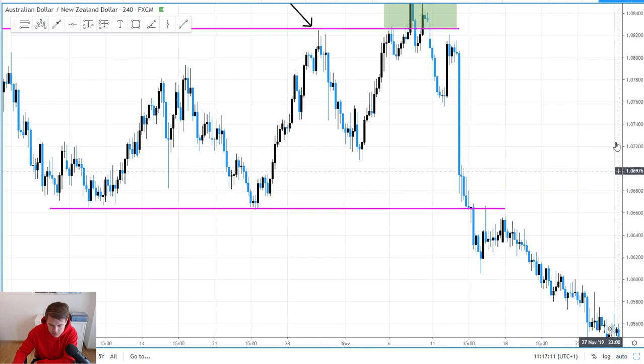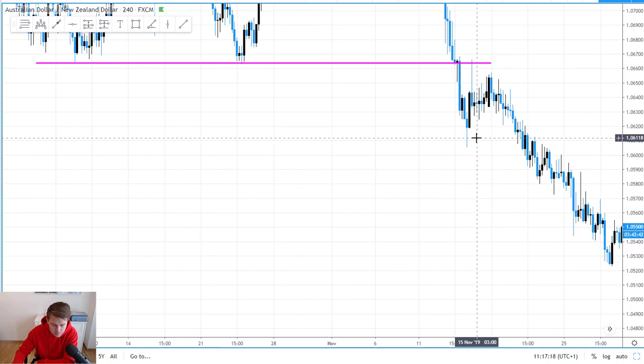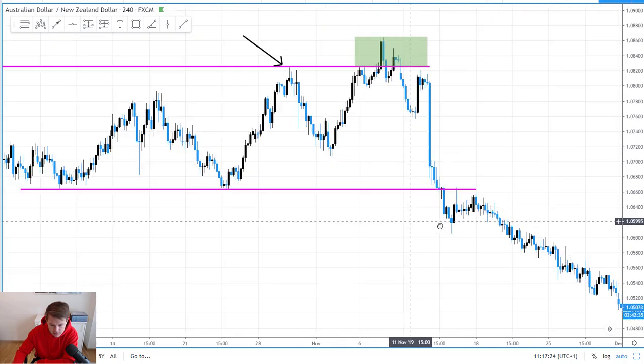You can see, if I just zoom in, and retested it. This is a very, very precise retest. It moves back a little bit from the level and then comes back and retests it as resistance now. And then afterwards you can see a new downtrend has started.